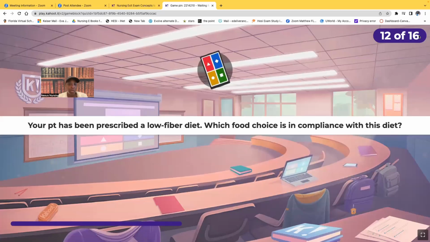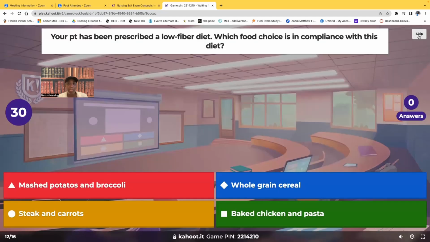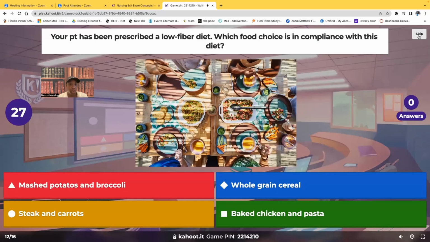Your patient has been prescribed a low-fiber diet. Which food choice is in compliance with this diet? Low fiber. Would it be mashed potatoes and broccoli? Would it be whole grain cereal? Would it be steak and carrots? Or would it be baked chicken and pasta? You're looking for which meal would be a low fiber diet.